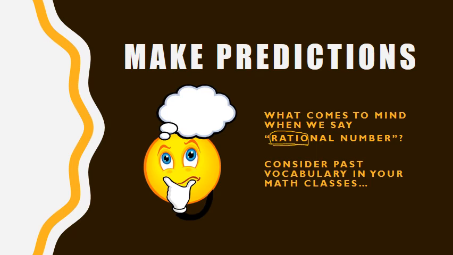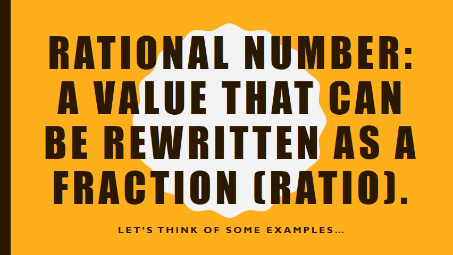The word we're looking for is ratio. Rational numbers can be written as a ratio. The most common kind of ratio we talk about is a fraction. A rational number is a value that can be rewritten as a fraction or a ratio. So if it can be written as a fraction, it's a rational number. If it can't be written as a fraction, it's not rational.